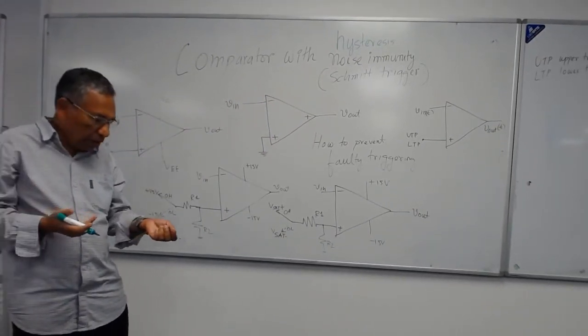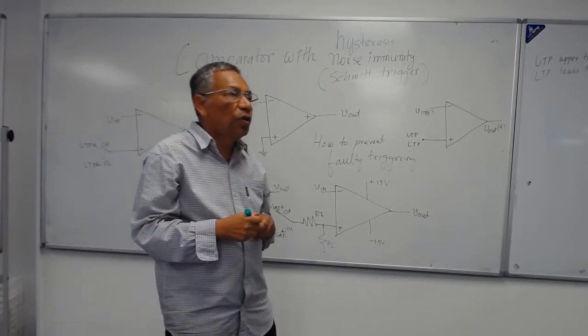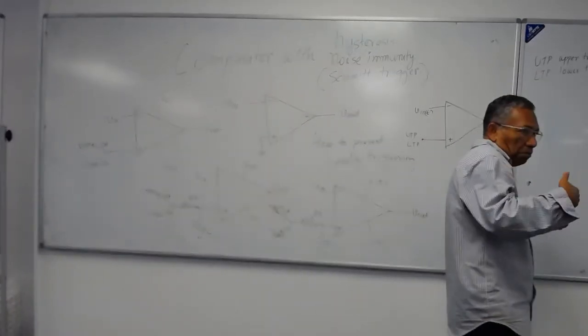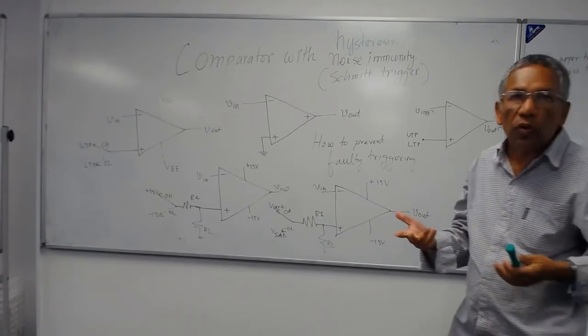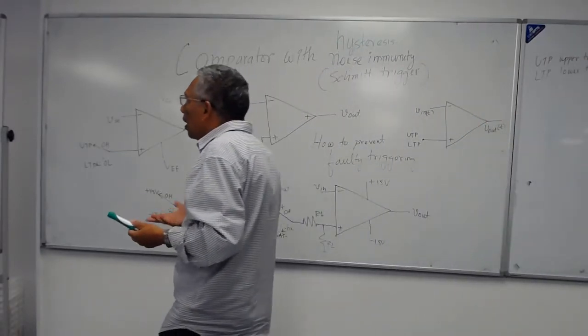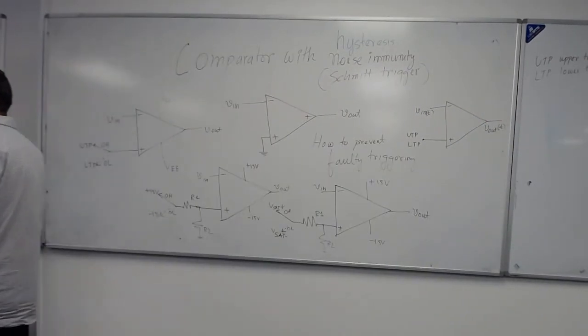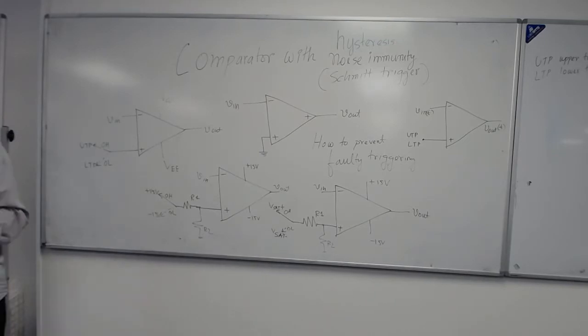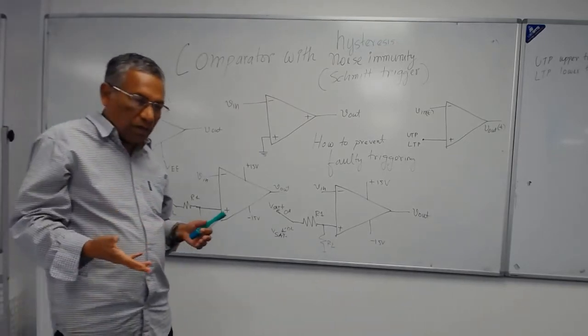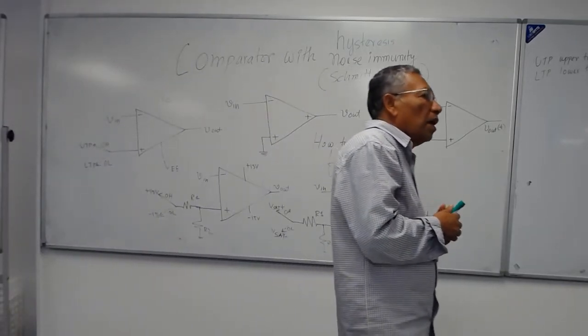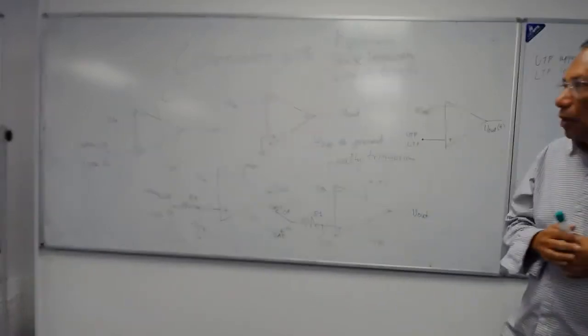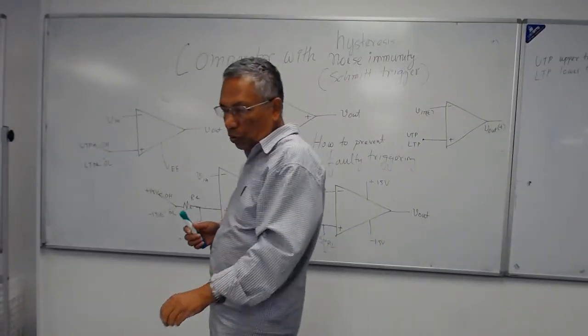And the next thing we need to do is to design, in actual values, a Schmitt trigger or a comparator with hysteresis, using actual resistances and an actual op amp. Okay, so that we are going to do next.